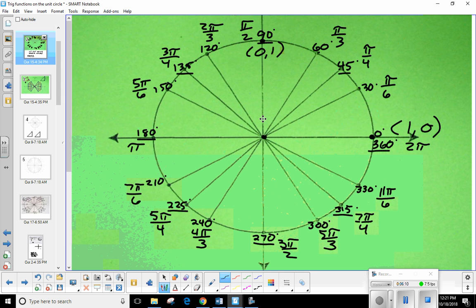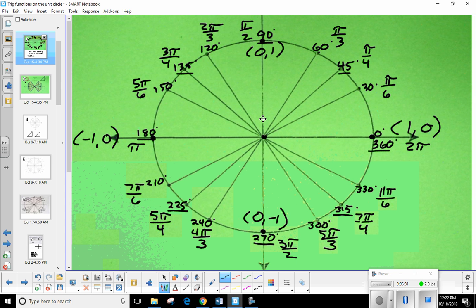Okay. What about the point at pi? That would be -1, 0. And we've got one left right here at 3 pi over 2. 0, -1. That's it. So we've already got 4 of the 16. Is everybody okay with that?